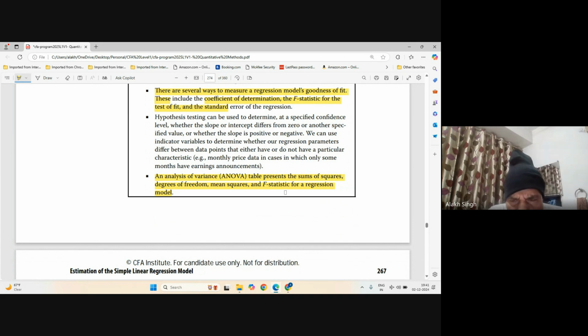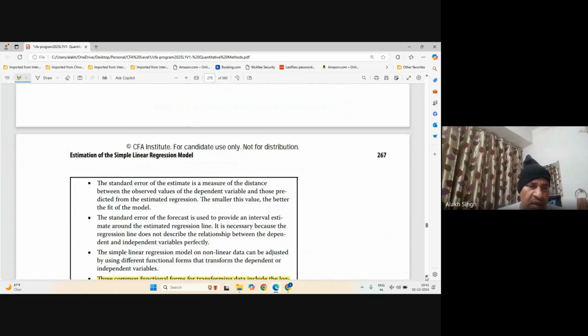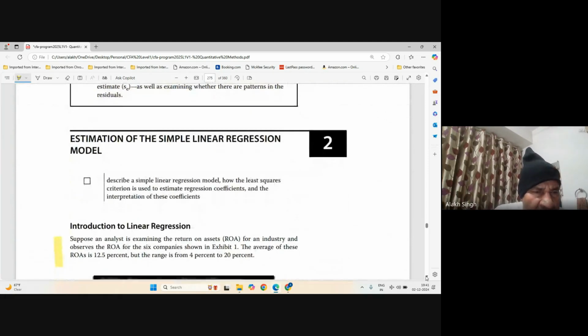Okay, and analysis of variance tells us the sum of squares, degrees of freedom, and F value: total sum of squares, regression sum of squares, and error sum of squares, and their mean values. So that is called analysis of variance. ANOVA is like that.